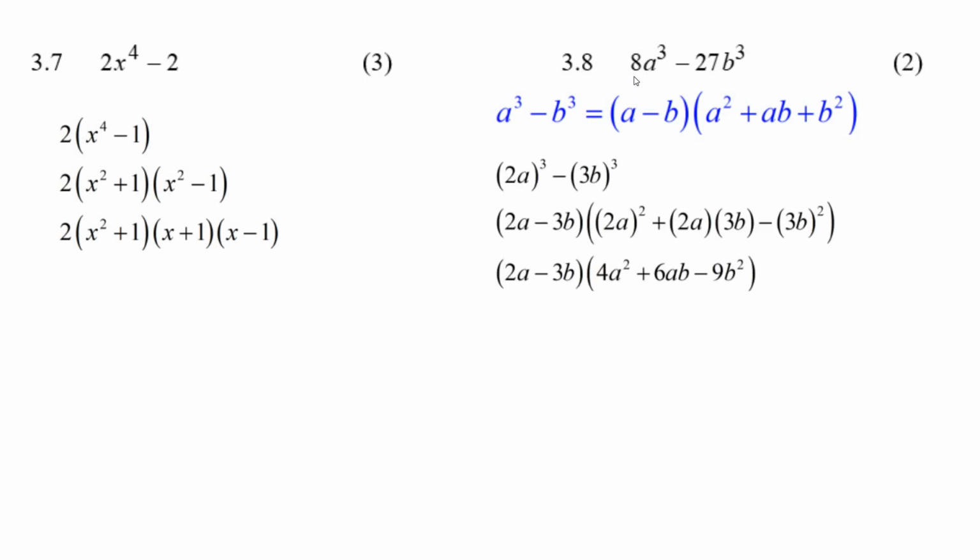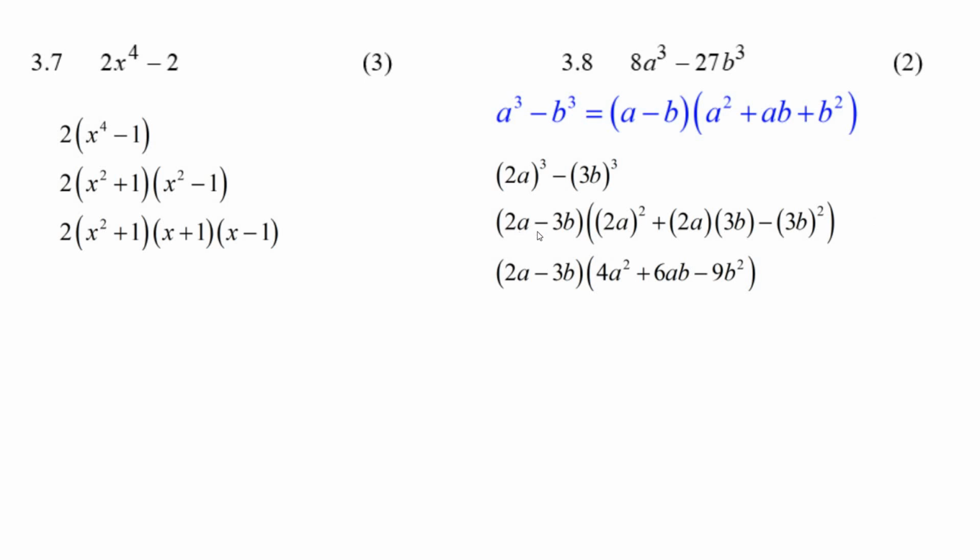Well, the first step is to realize that 2 cubed is 8, so it's 2a cubed. This first part here is the thing that's getting cubed, 2a. And b is really 3b getting cubed, because 3 cubed is 27. Once you've recognized what a and b is, you can just write out the answer.